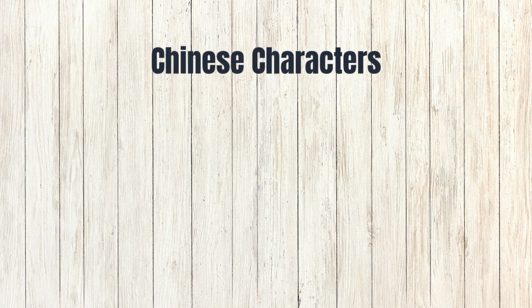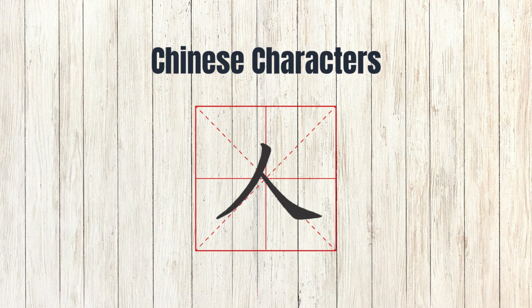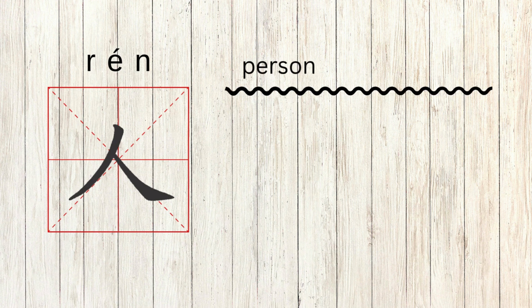Today, let's explore this Chinese character. At first glance, it looks very simple. It's pronounced 人 and it means person or human being. When combined with other characters, it forms many useful words, like these.